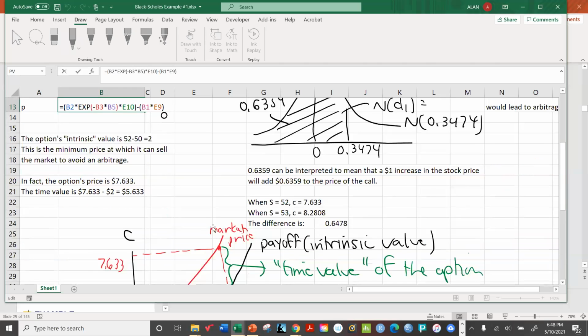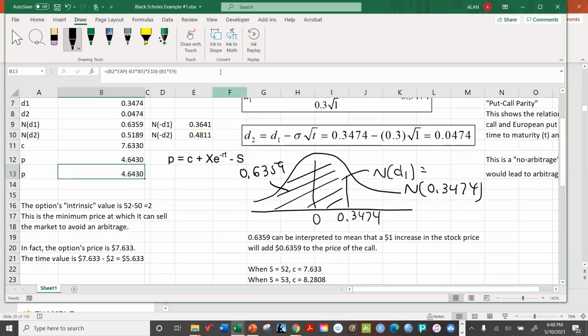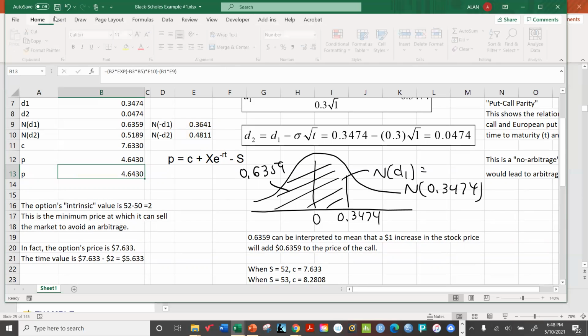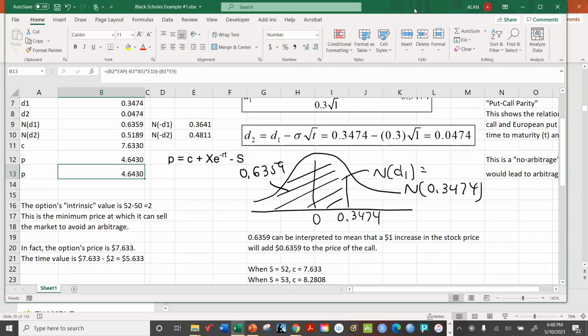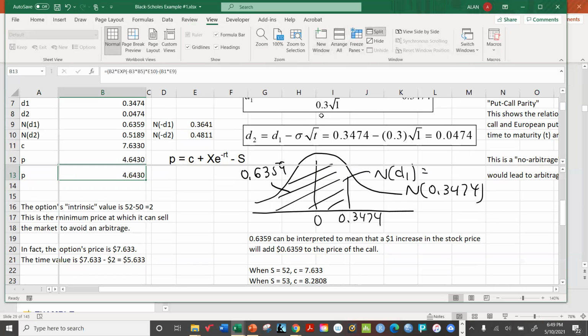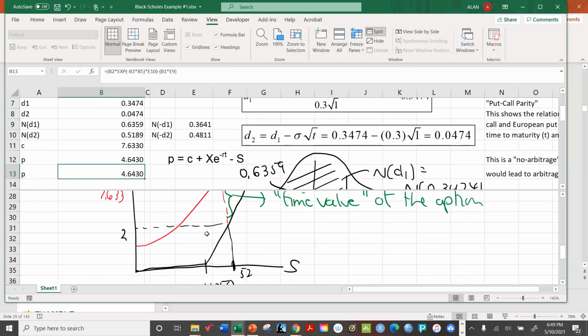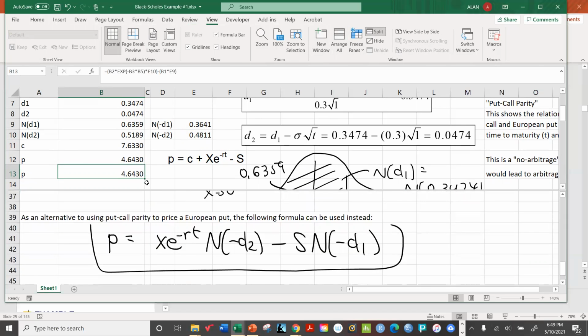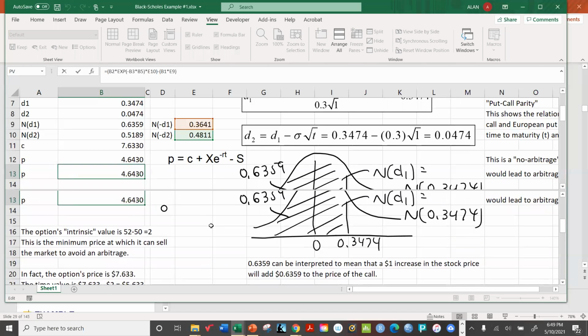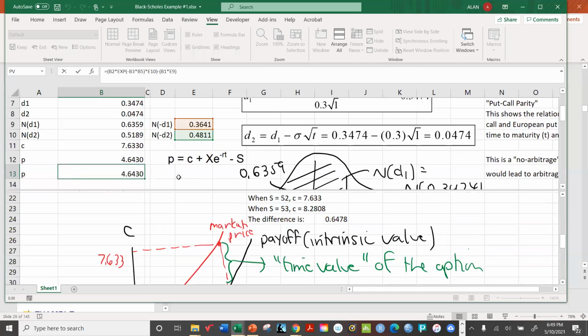All right. Let's see what I can do here. I should be able to split the screen. There we go. So if you look at this formula very carefully, oh, wait a minute. Why is it doing that?